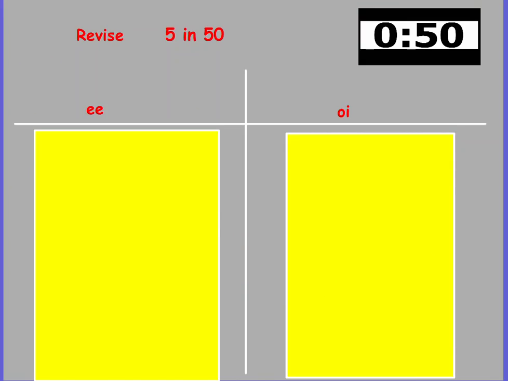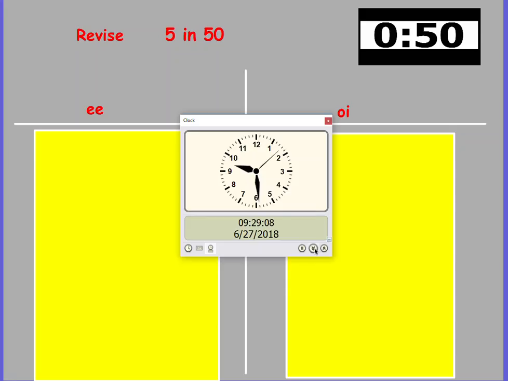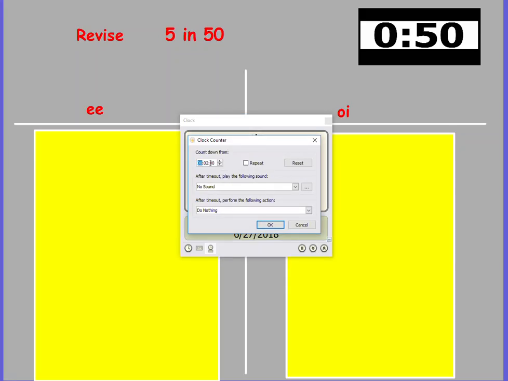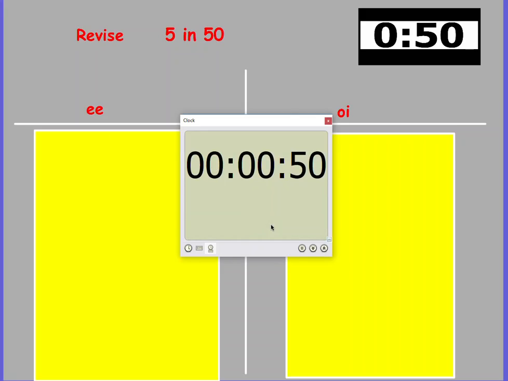Okay, so we're just going to do a quick revision to get us started. We are going to do 5 in 50. So as usual, I'm going to put 50 seconds on the clock. And I would like you to name, first of all, 5 words, if you can, with the ee sound in them. So that's ee here, you can see ee sound. 5 words with the ee sound in them. 50 seconds and go.